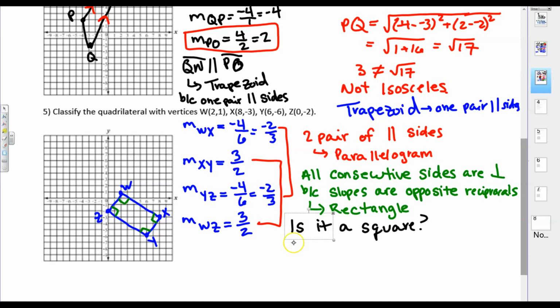I'm going to look at the length of XY and the length of WX, because those are consecutive sides. If they're congruent, it's a square. If they're not congruent, it's just a rectangle. Take a minute and do that.